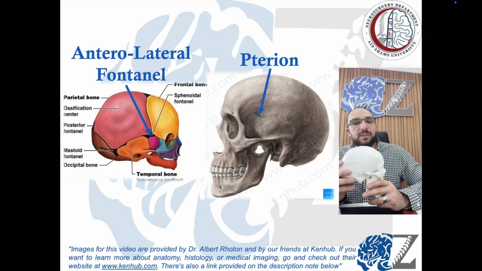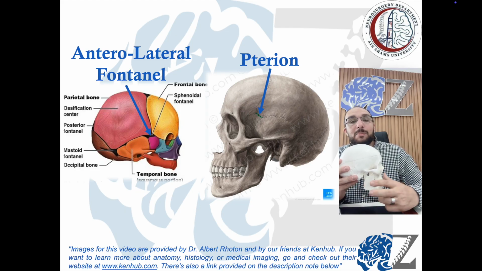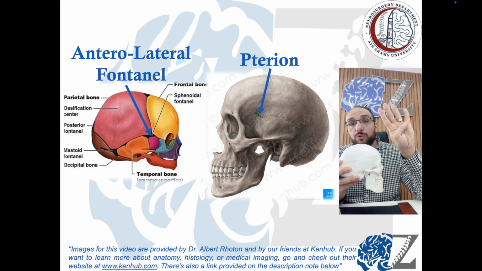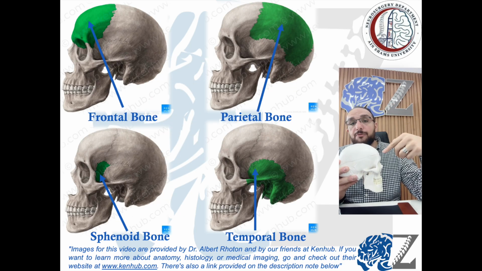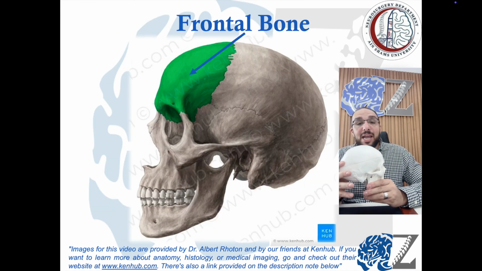So you want to tell me that this pterion was once a fontanelle? Yes. Before, it was called the anterolateral fontanelle, or sometimes the sphenoidal fontanelle. When fused, it forms the point of the pterion, in which four bones meet or fuse together: the frontal bone, the parietal bone, the temporal bone, and the sphenoidal bone. How amazing is that?